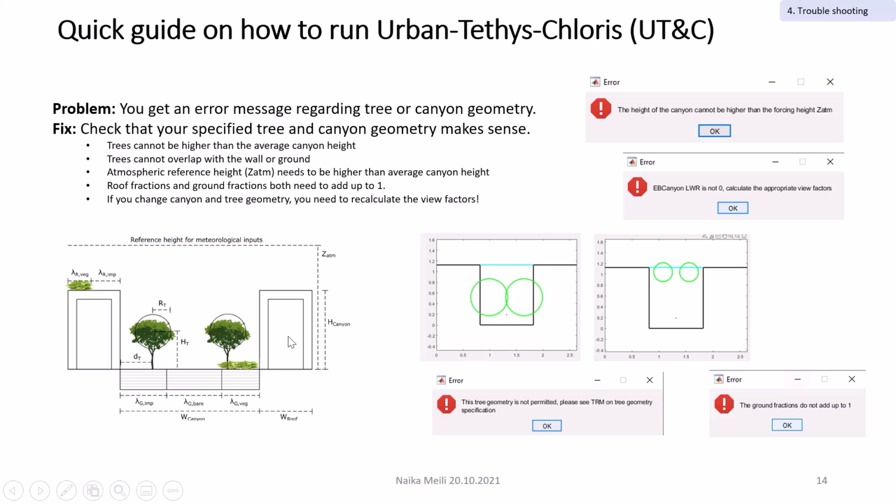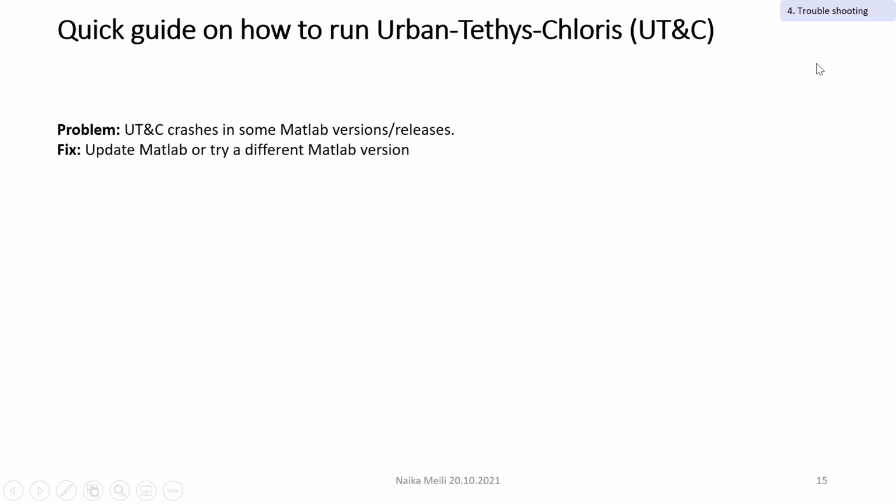The roof and the ground fractions, these and these, both need to add up to 1. Or it could also be that you forgot to recalculate the view factors after you changed the canyon and tree geometry. In this case, you will get an error looking like this. Last, we also experienced that UT&C crashes in some newer MATLAB versions or releases. To fix this, we found that actually just reinstalling or updating MATLAB again or changing to a different MATLAB version solves the problem quite easily.